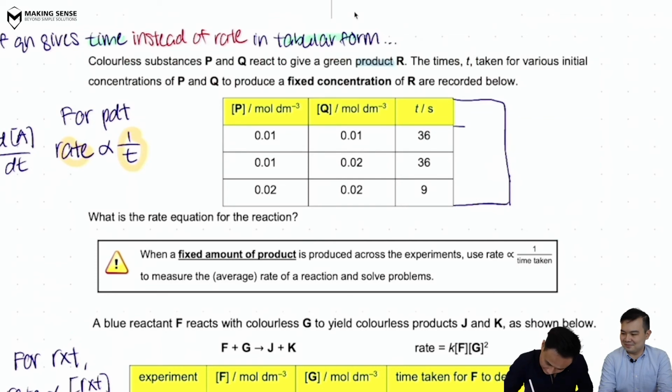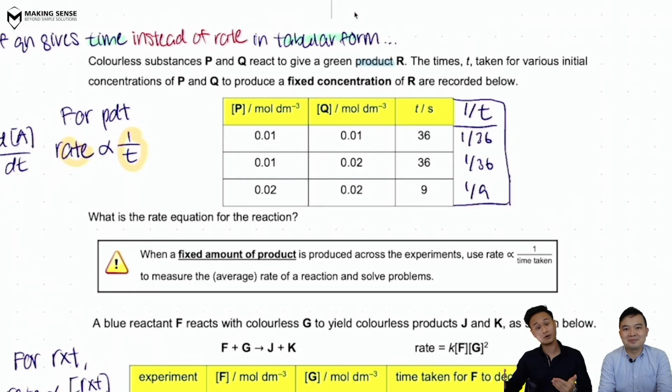So in the exam, I would do this. I will make another column, 1 over t. So 1 over 36, 1 over 36, and 1 over 9. And then from here, I'll do the normal way. Again, inspection method, if you wish. If you want to find the order with respect to P, then you must make sure that Q is kept fixed. So choose experiments 2 and 3, as P times 2. How does your rate change? So again, this is how you do it. Do not focus on the time. Do not use this column. If you do that, you are dead.